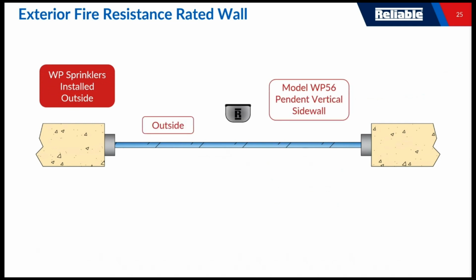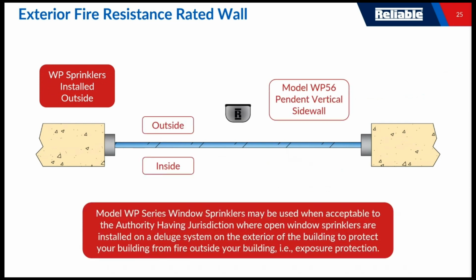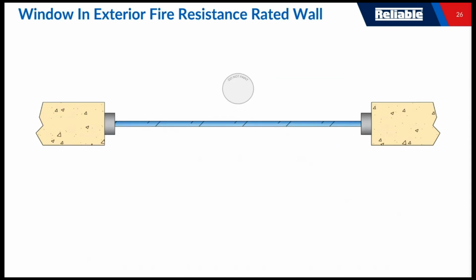We can also use these on the exterior of a building. It's preferable to use this in a deluge system, and this would be for exposure protection. You have a structure or hazard outside of a building that could catch fire. It could breach a window and then enter into a building and create a fire situation. So these sprinklers would be used on the exterior, preferably in a deluge system, to wet those glass surfaces and prevent that fire from entering.